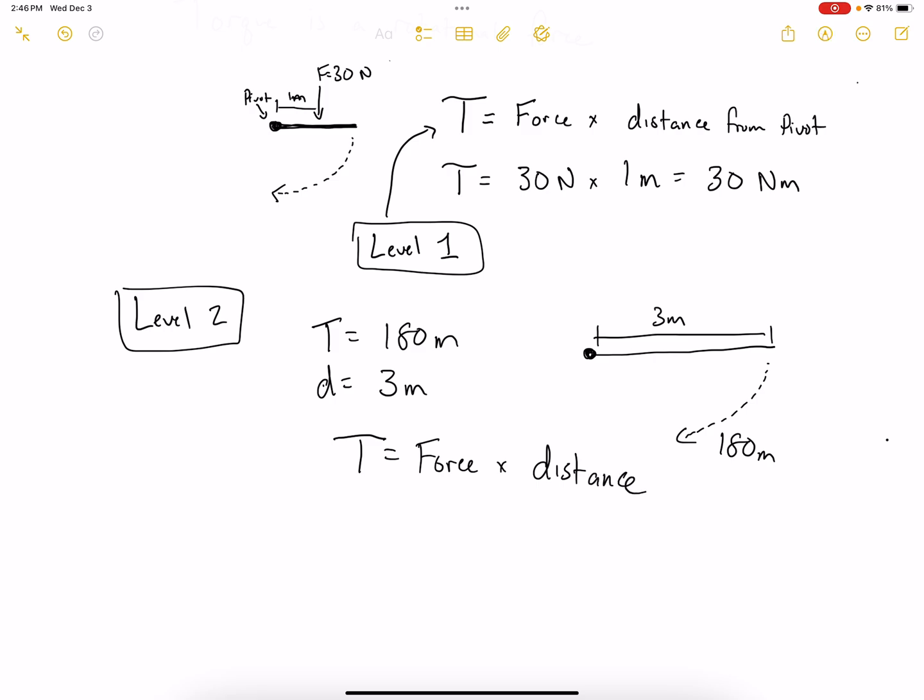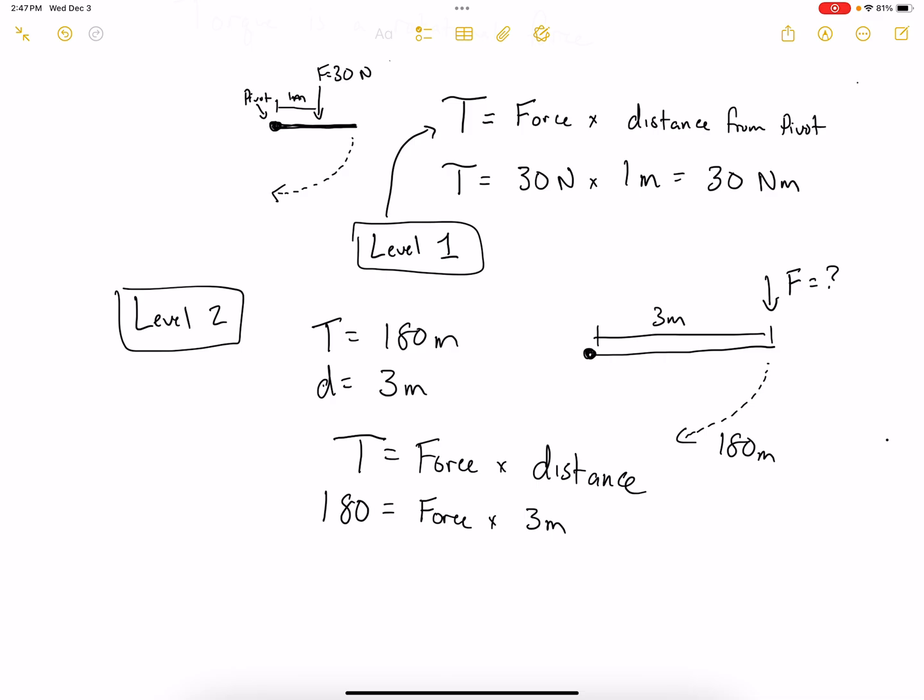But in this case, my torque is one of the things I've been given. There's 180. I don't know the force. That's the thing that I am trying to solve for. So I don't know F. That's the question we don't have. Okay, but I do know that my distance is 3 meters.